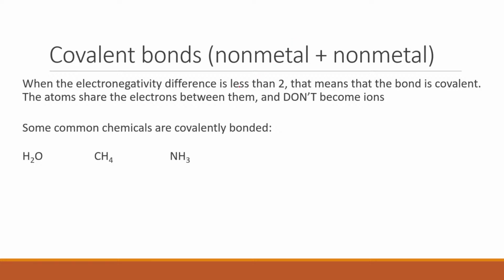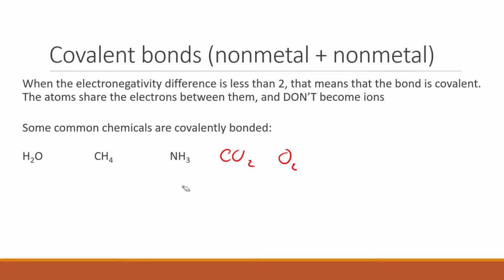In these situations, we have electronegativity differences that are small, less than 2, meaning that one atom is not that much stronger than the other. A lot of our common chemicals, things like water, methane, ammonia, carbon dioxide, oxygen, there's a lot of different things that are all covalently bonded.